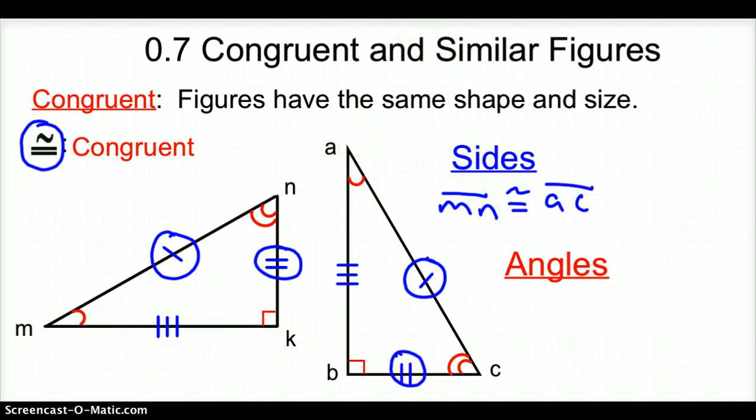Now, with angles, it's the same thing except they're not tick marks. They're more half circles, semicircles, but they have to have the same amount. So I'm going to go with this one and this one. Now with angles, how do we notate angles? Angle C is congruent to angle N.